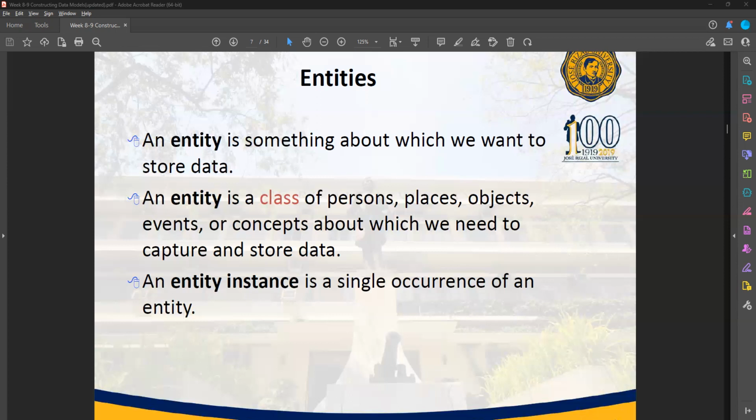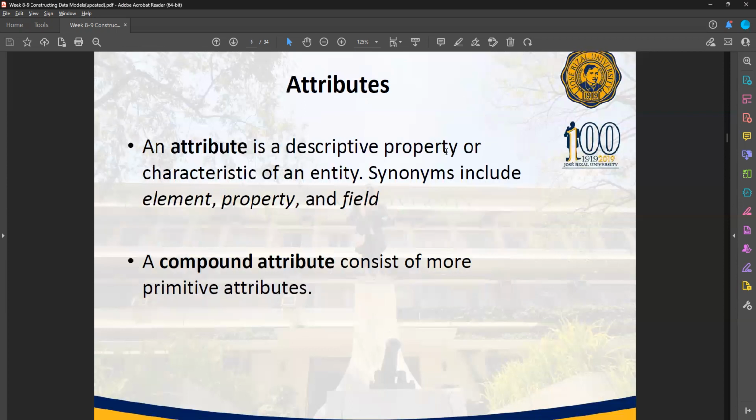Okay, so let's proceed with attributes naman. We were able to discuss the entities in detail, so let's discuss the attributes in detail. As you have seen on this particular slide provided by Jose Rizal University, an attribute is a descriptive property or a characteristic of an entity. It is synonymous to element, property, and field.